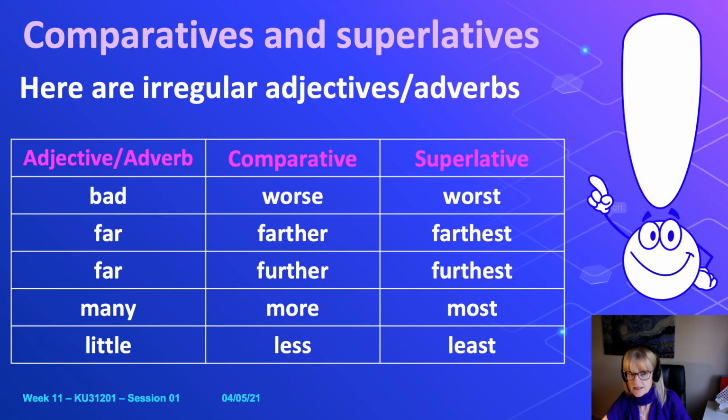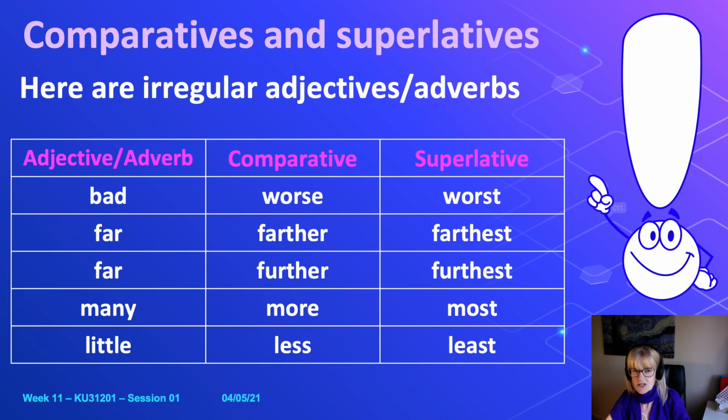So next slide, I've got a table that shows you the irregular adjectives and adverbs and how we can do the comparative and the superlative. So if you want to use them, you can just have a look at the table because the rules do not apply to these ones. So you can see our first row, the adjective is bad, the comparative is worse, and the superlative is worst. So it doesn't follow any of the rules.